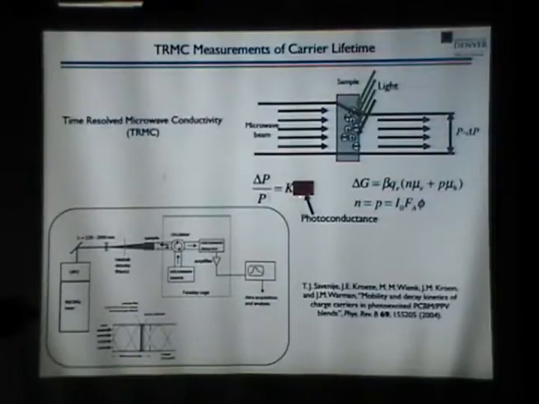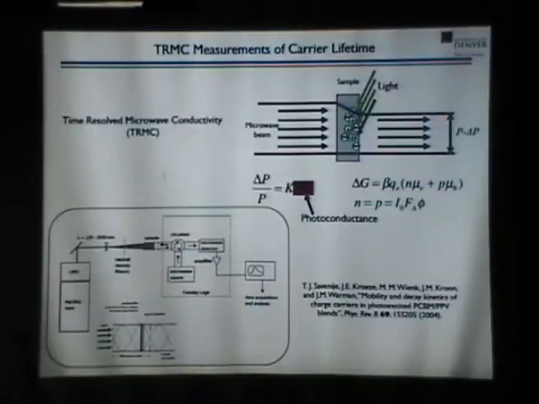So what we're measuring is a change in conductivity. Now the conductivity has two factors. It has the carrier density, N, or P, so N for electrons, P for holes. Also has a mobility term. That's mu for electrons, mu E, or mu H for holes. So what we measure with this technique is actually a sum of the two carriers, or rather the two carrier densities, times their respective mobilities.